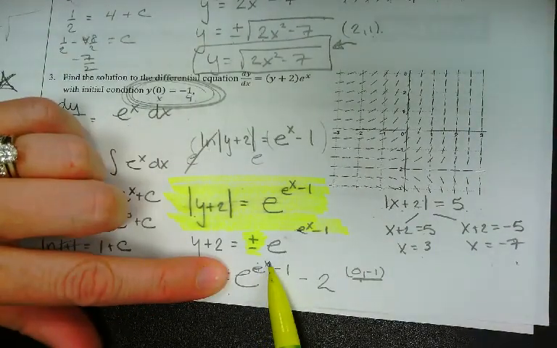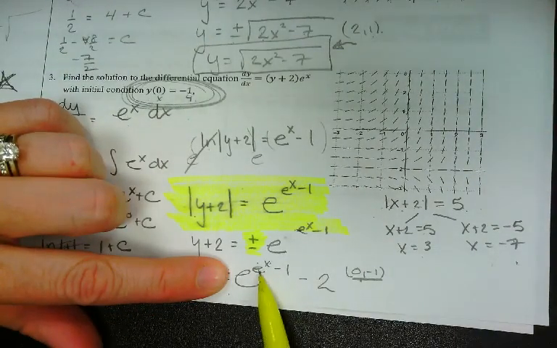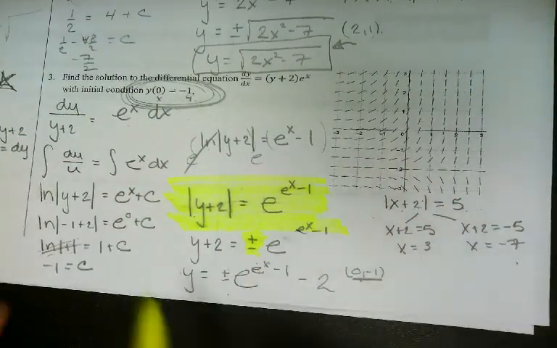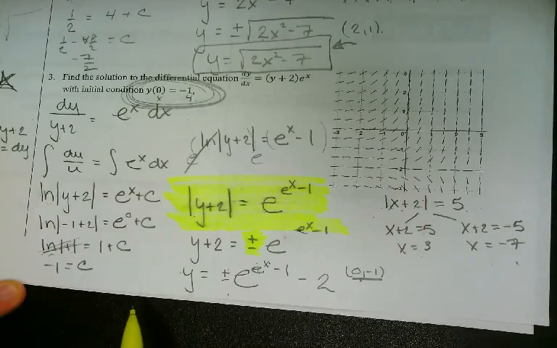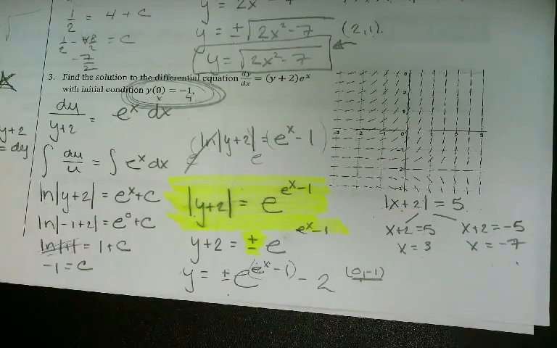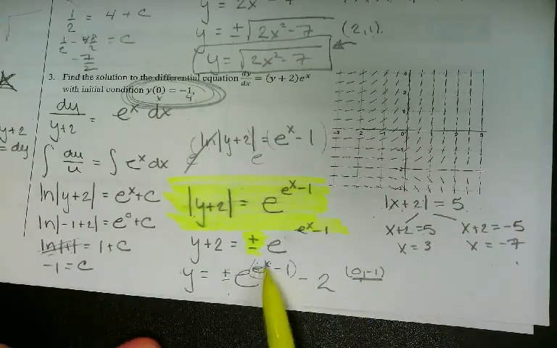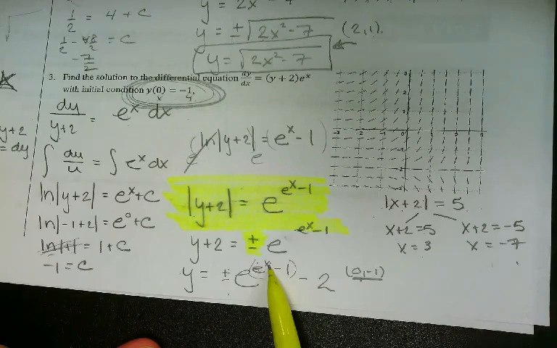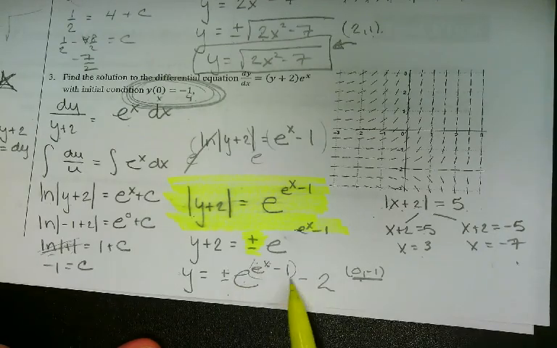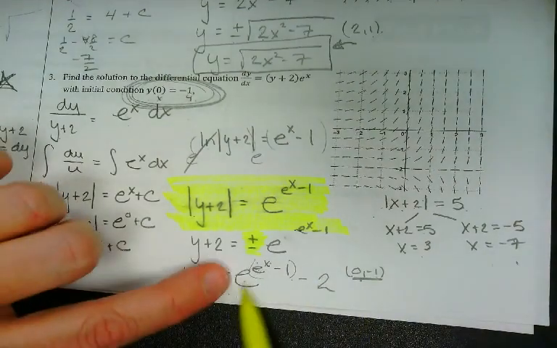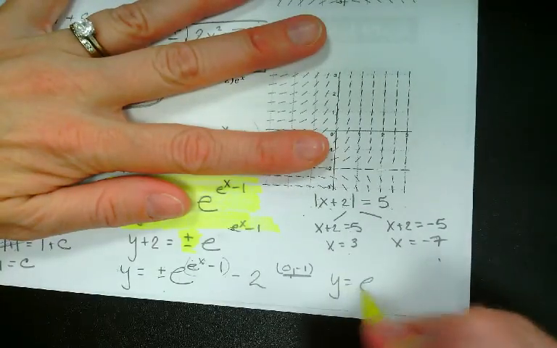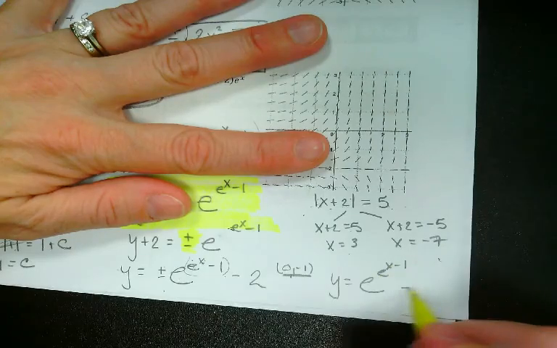E to the 0 is 1. Is this a whole thing, the exponent? I've lost what I've written here. I subtracted this over. This is all in the exponent, right? I think so. E to the 0 is 1. Minus 1 is 0. And then e to the 0 is 1. 1 minus 2 is a negative 1. So I would want this to remain positive. So I'm going to say my final answer is e to the x minus 1 minus 2.